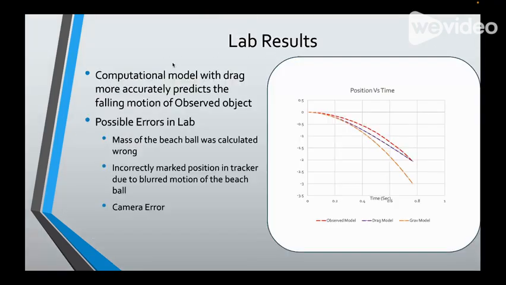And this was the results of the lab. The computational model with drag, the purple line here, was a lot more accurate than the computational model with only gravity. It predicted the final position better. Possible errors in the lab were that the mass of the beach ball was calculated wrong, incorrectly marked position in Tracker due to blurred motion of the beach ball, and camera error.